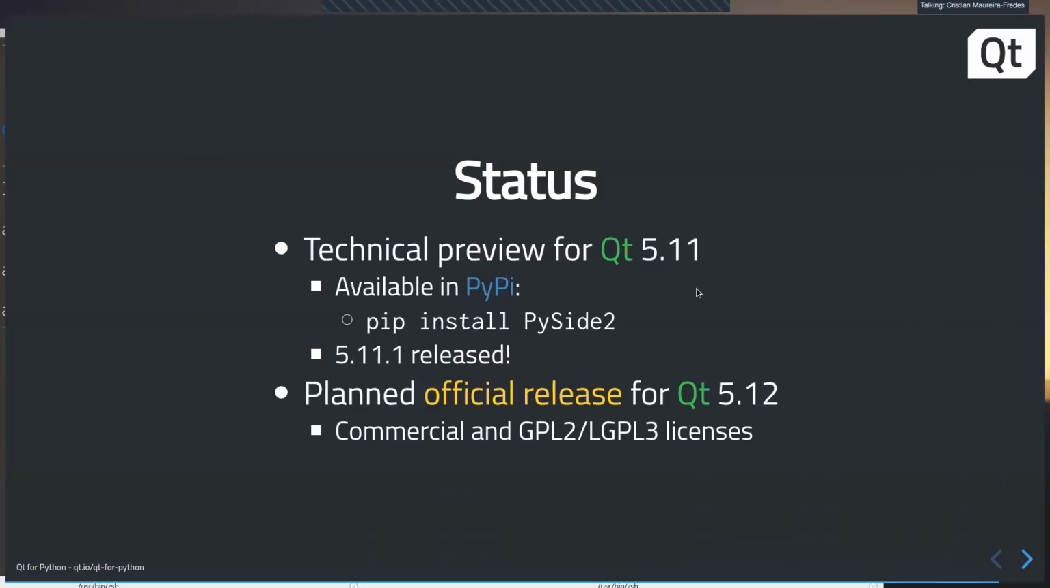Lately, we have only one update, which is wheels compatible with 5.11.1. And our official plan is to wait until Qt 5.12 is released. So maybe after a couple of days, we'll be able to finally release the Qt for Python 5.12 version. And of course, as with any Qt product, we have commercial and GPL2 or GPL3 licenses available. So it will still be open source, and we are really actively developing Qt for Python.